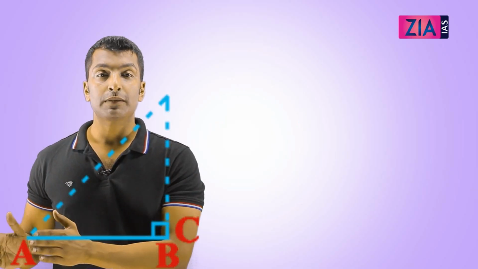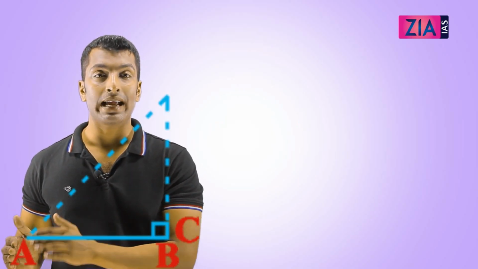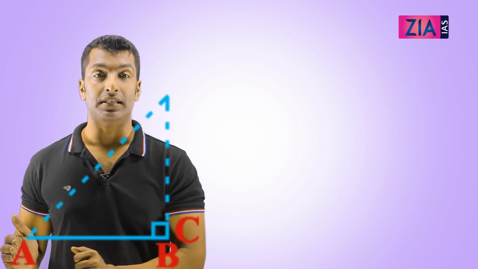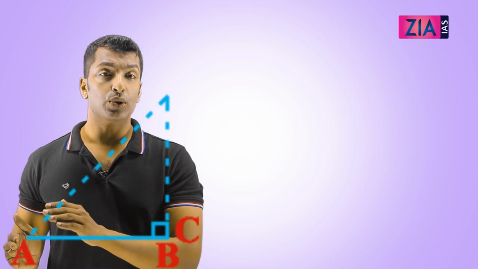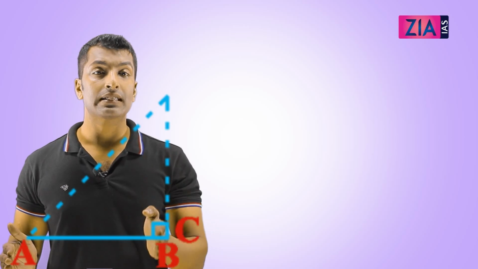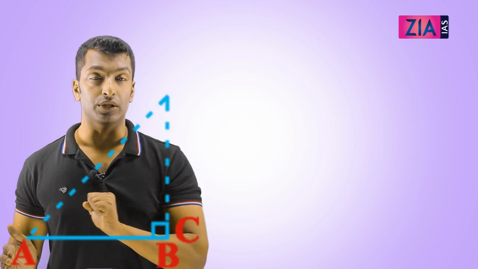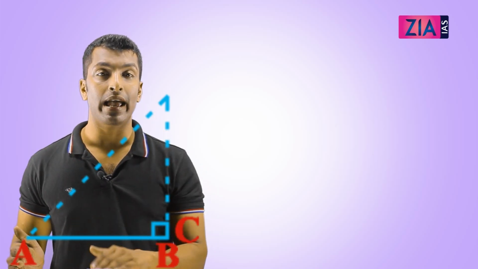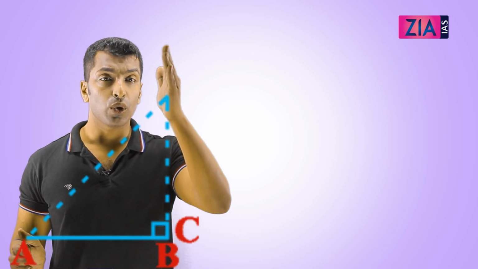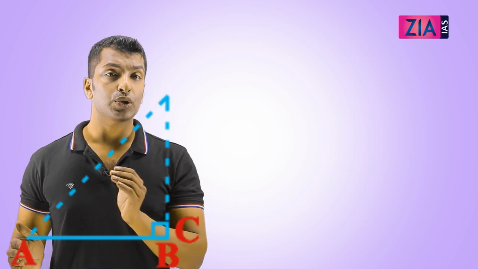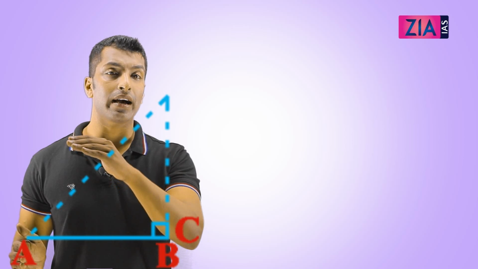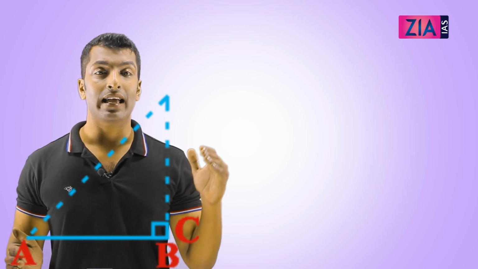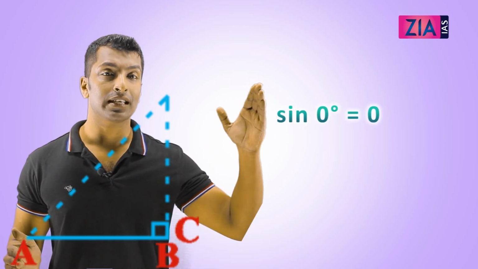Now with respect to this angle, we need to find sine 0, cos 0, tan 0, etc. So what is sine 0? Sine 0 will be the opposite side BC divided by the hypotenuse. We have already understood that BC is very close to 0 and the hypotenuse is very close to AB, that is the adjacent side. So BC is 0. Sine 0 will be 0 divided by hypotenuse, and that's anyway 0. So sine 0 is 0.